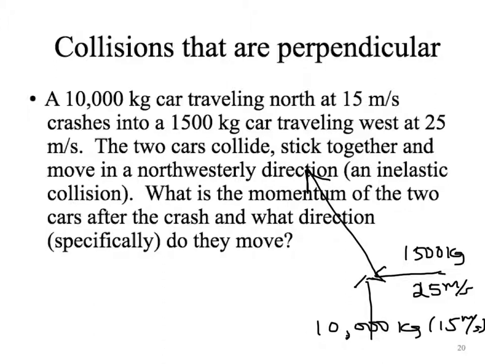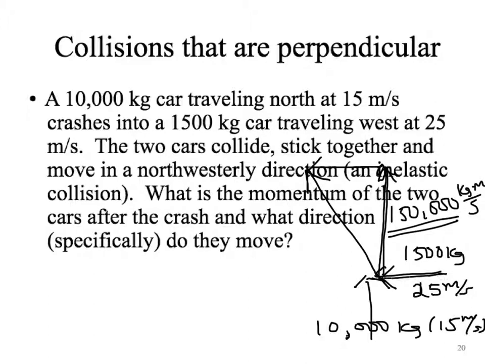What I want to do is find the momentum of each car before the collision. If I take 10,000 times 15 to get the momentum before, that will be the momentum afterwards. So momentum-wise, I'm going to get 150,000 kilogram meters per second for the bigger car. I just moved this vector over here.